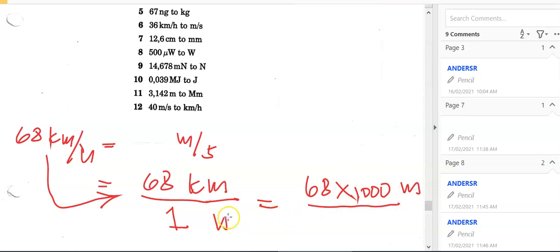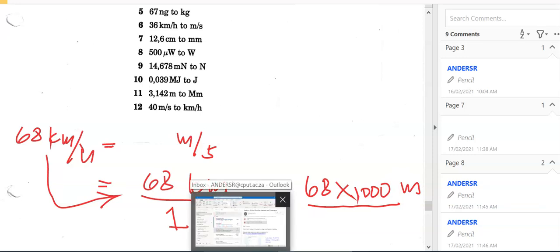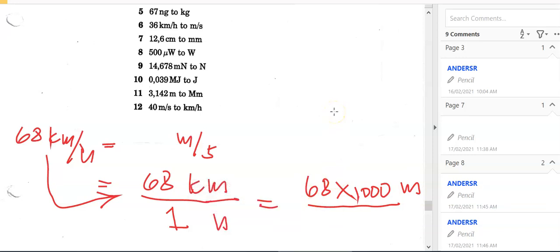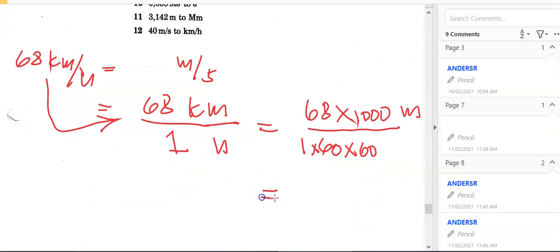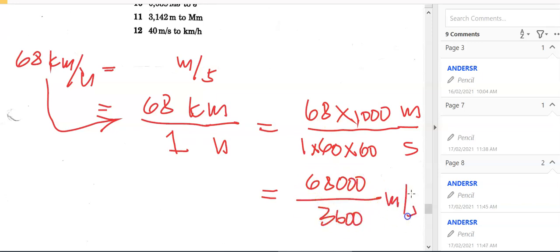And I need to convert hours to seconds. Why do I do that there? I need to multiply 1 hour, so it's 1 multiplied by 60 times 60. So in effect there, it becomes 68,000 divided by 3,600. Sorry, let me write the units in here. Okay, I'll say that again. This is going to be 68,000 over 3,600, and that will be so many meters per second.